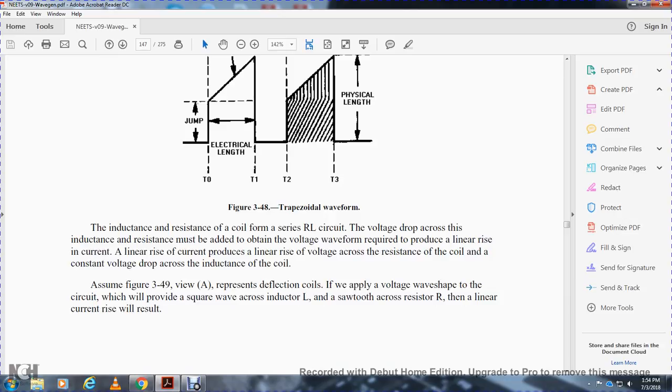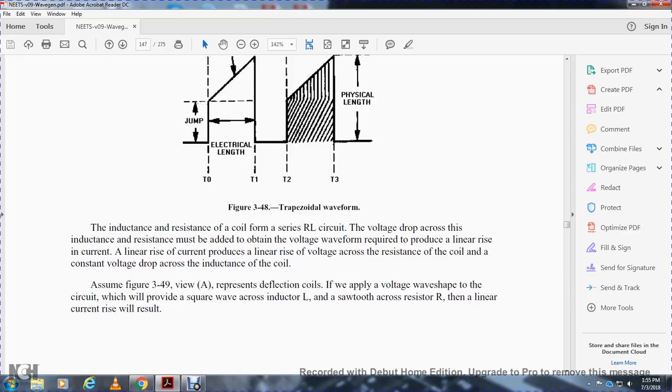The inductance and resistance of the coil form a distributed RL circuit. The voltage drop of the coil's inductance and resistance must be added to obtain the voltage waveform that produces the linear rise in current. The linear rise of the current produces a linear rise of voltage across the resistance of the coil and a constant voltage drop across the inductance of the coil.